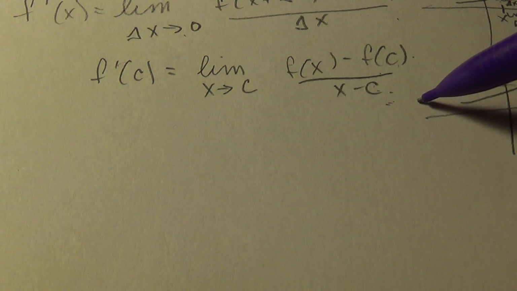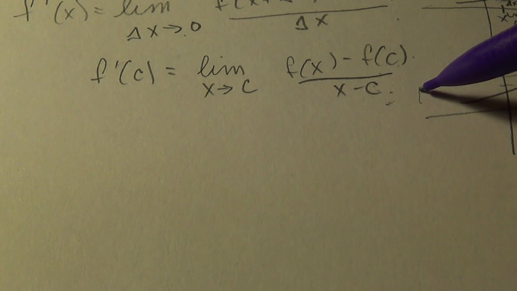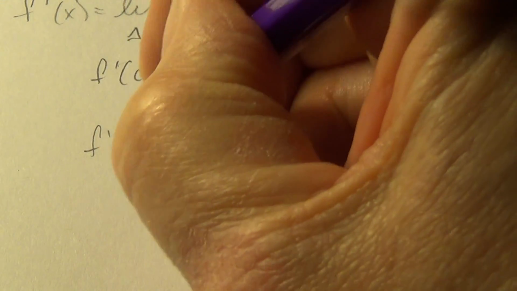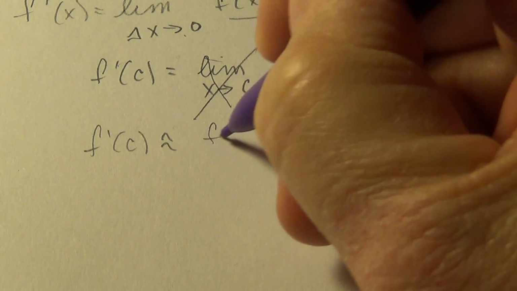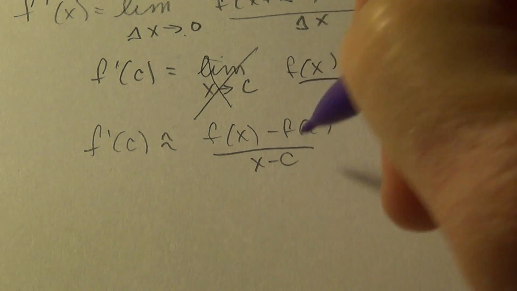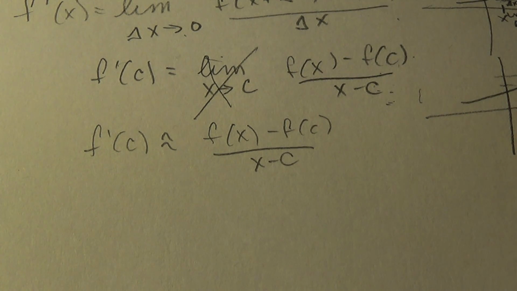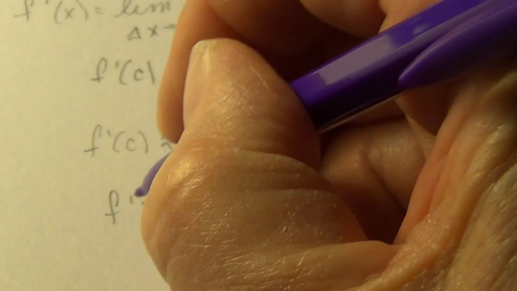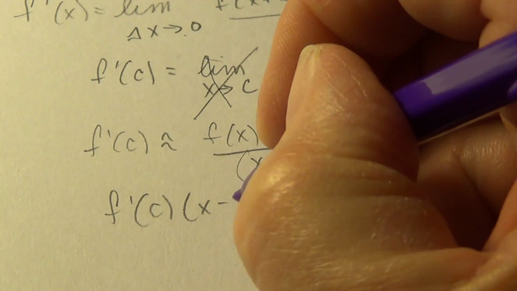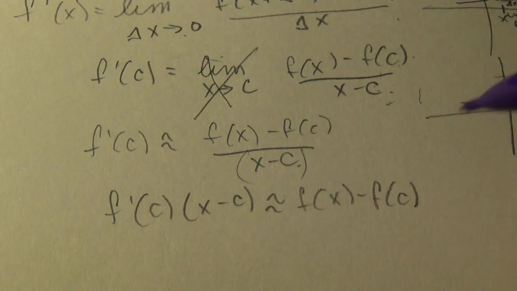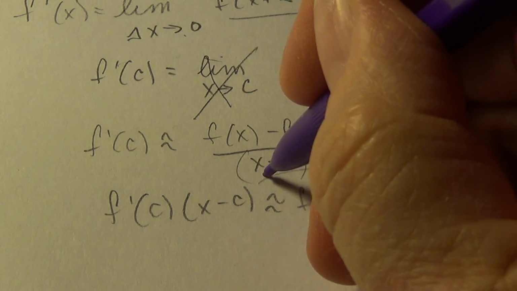But let's start from here and let us just take away the limit. Hey, who needs it? So now we have f prime of c is approximately f of x minus f of c over x minus c. So we're making approximations here. We know we're not exact. Let's multiply both sides by x minus c. So that's approximately f of x minus f of c. So we're okay with that. Then let's add f of c to both sides.